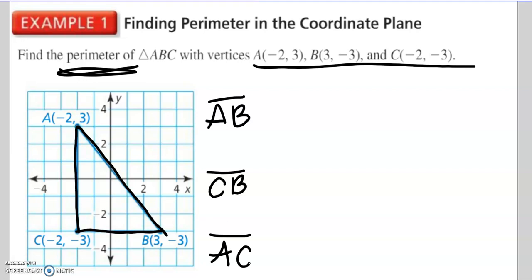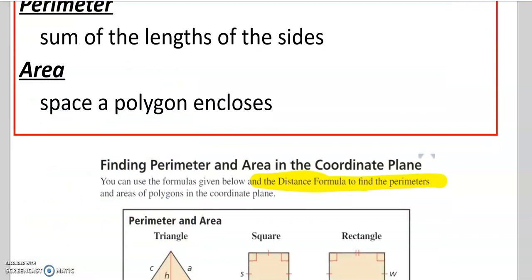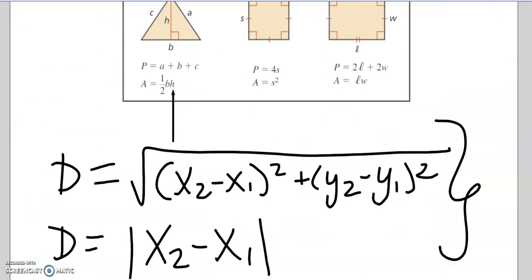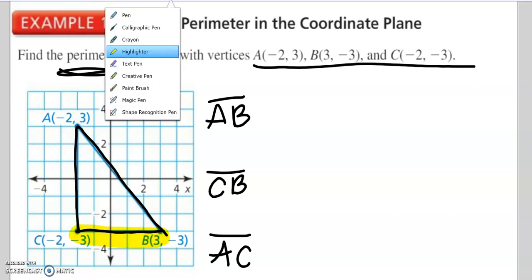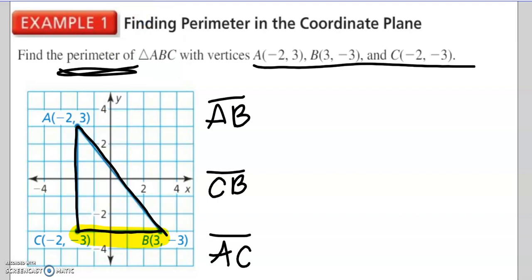Which one should we do first? Let's do CB. I'm going to highlight to focus. Here on CB, which distance formula am I going to use? The one for a coordinate plane or the one for numbers on a number line? I'm going to use this one because, take a look, CB is a horizontal line. Whenever we're on a horizontal line, we want to use that formula for a number line, right? Number line is horizontal. So for CB, I'm going to label, and I'm just looking at our x's.